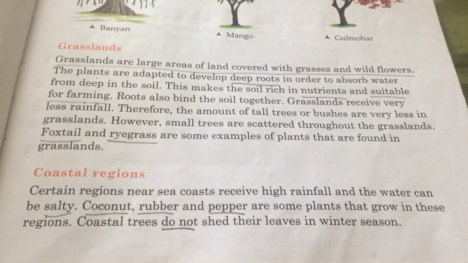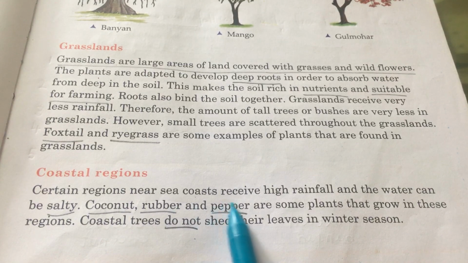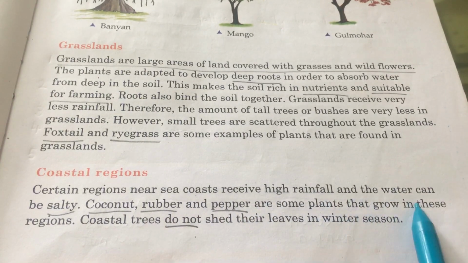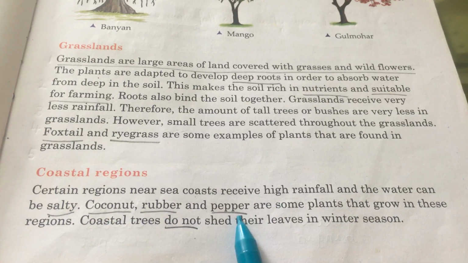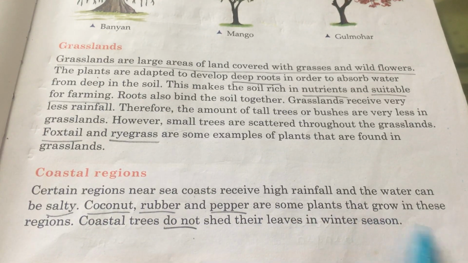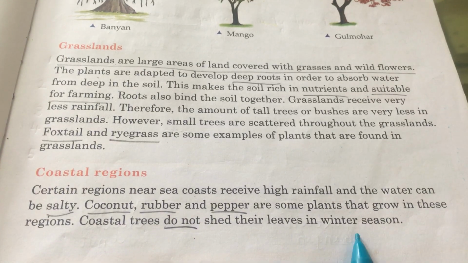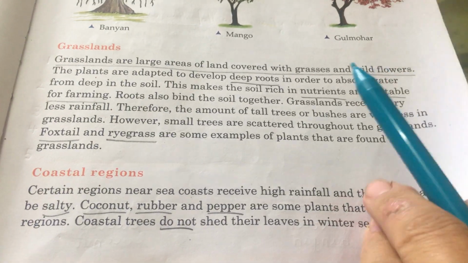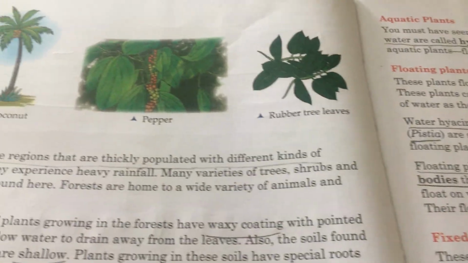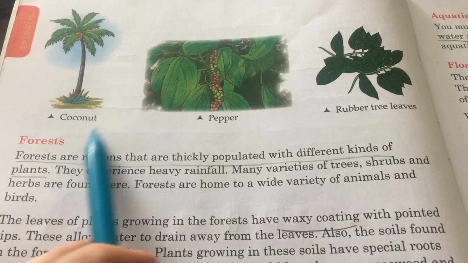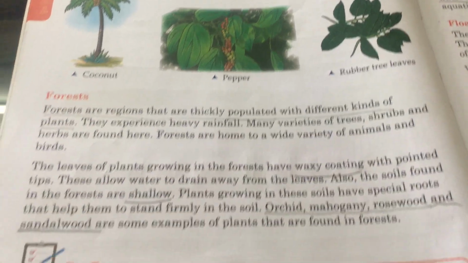Coastal regions. Certain regions near sea coasts receive high rainfall and the water can be salty. Coconut, rubber, and pepper are some plants that grow in these regions. Coastal trees do not shed their leaves in winter season. As you can see the picture of coconut tree, pepper, and rubber tree leaves.